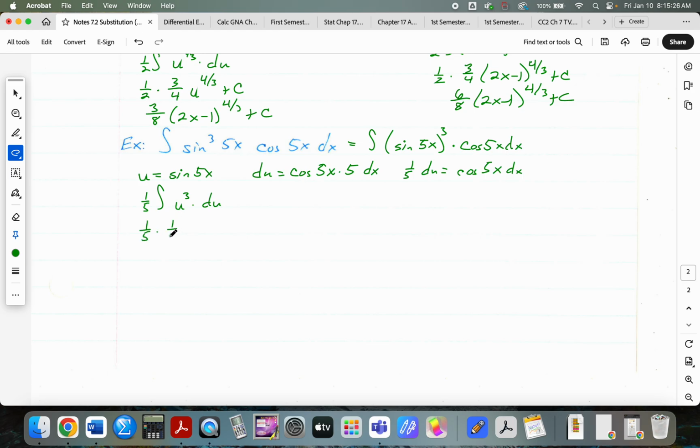And we'll just take the antiderivative. So I've got 1/5 times 1/4 of u to the fourth plus a constant. So that's 1/20 of the sine of 5x raised to the fourth plus c.